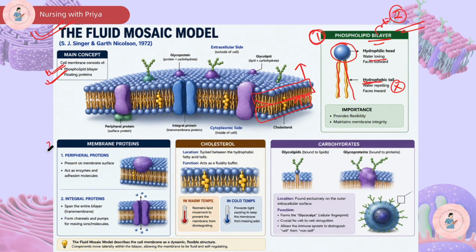Fine. The second structure is membrane proteins. There are two types of proteins present. First one is peripheral protein, the second one is integral protein. The peripheral proteins are present on the surface of the cell membrane. Okay, they will be found only on the surface.